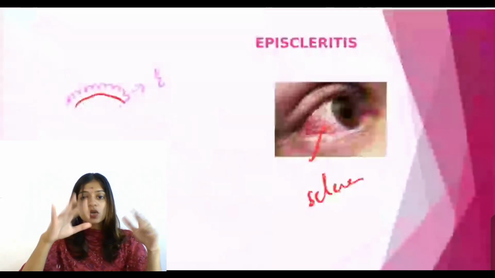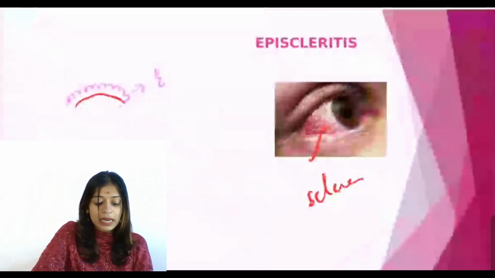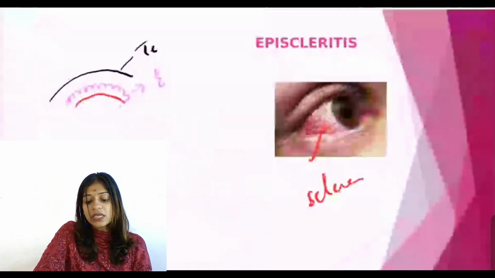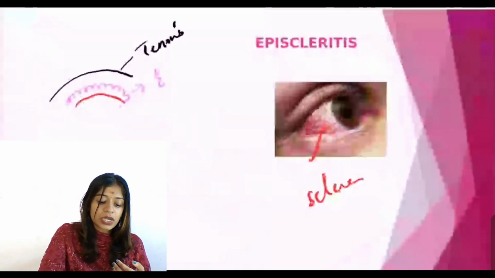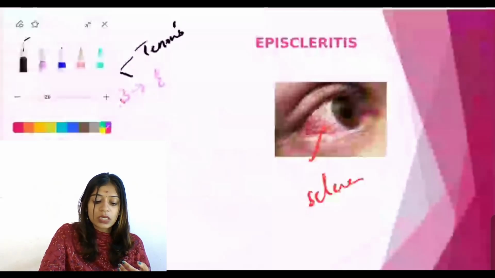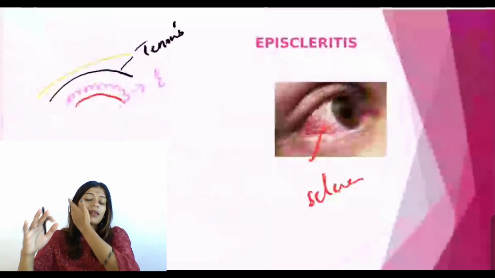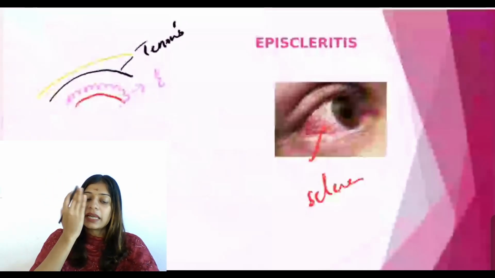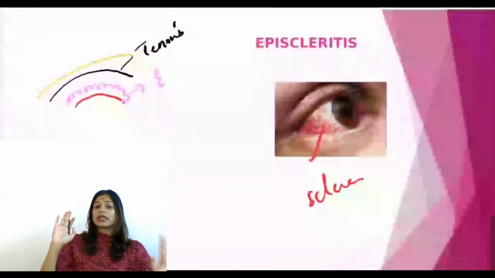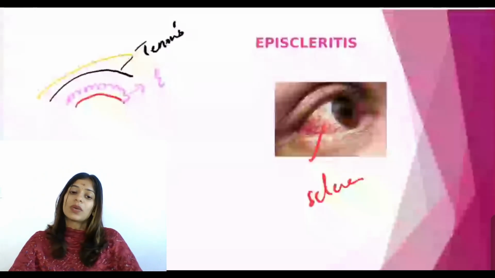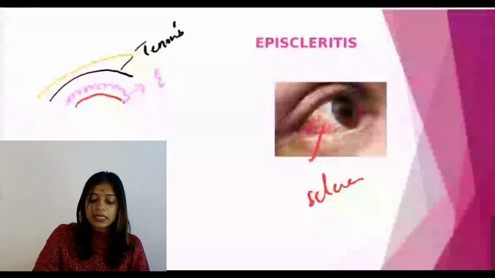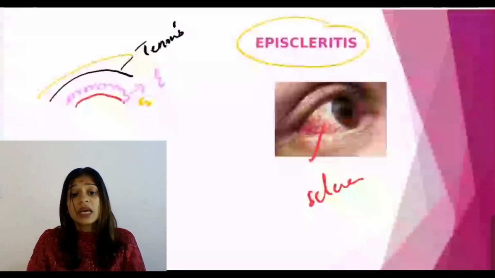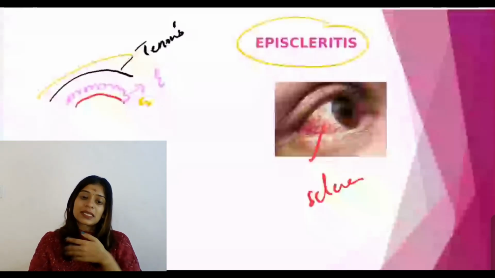So sclera, episclera, and above episclera, we have another layer called Tenon's capsule. T-E-N-O-N. Tenon's capsule, and above that we have the conjunctiva. So this is the arrangement of layers in our eyes. We have sclera, in the middle episclera and Tenon's capsule, and above that the conjunctiva. If the episclera gets inflamed, that condition is called episcleritis.